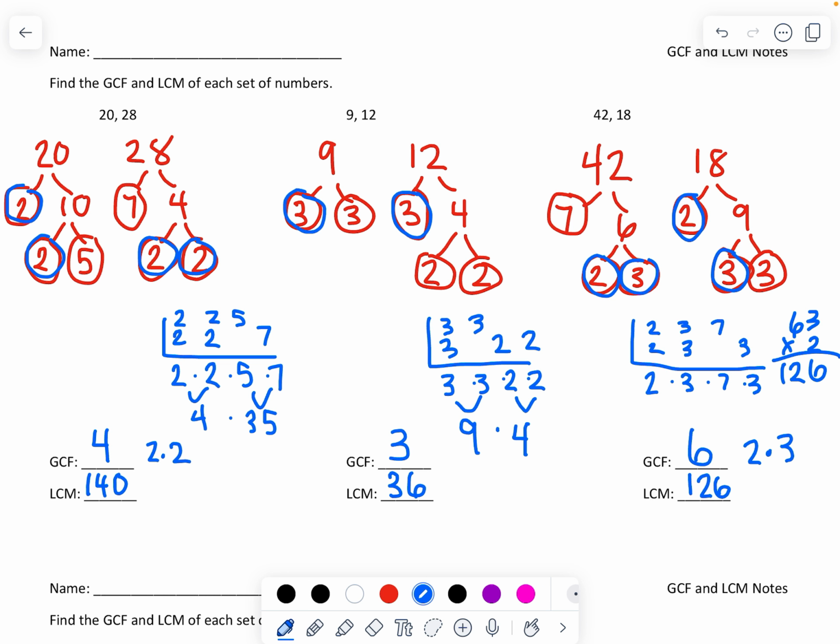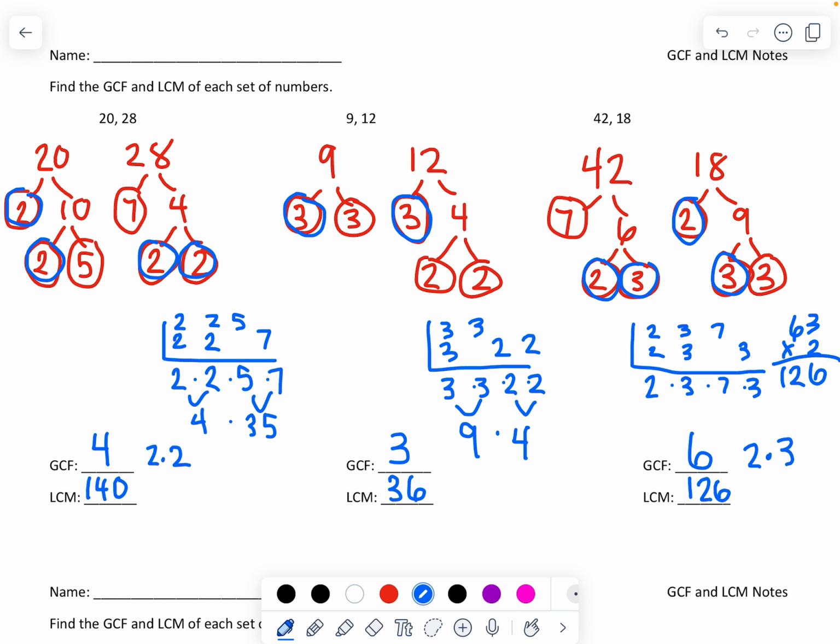Let me know if you guys have questions, but look back on these notes while you do the worksheet today. They will help you, and make sure you're using your notes that have the prime numbers on them as well as your multiplication chart.